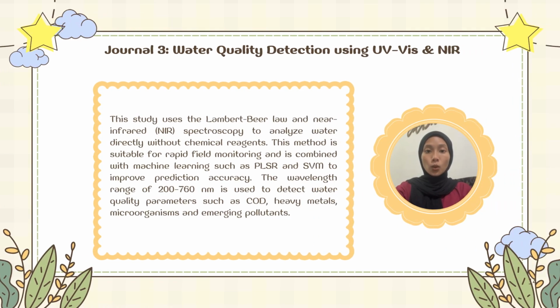Journal 3. Water quality detection using UV-vis and NIR. This study used the Lambert-Beer law and near-infrared NIR spectroscopy to analyze water directly without chemical reagents. This method is suitable for rapid field monitoring and is combined with machine learning such as PLSR and SVM to improve prediction accuracy. The wavelength range of 200 to 760 nanometers is used to detect water quality parameters such as COD, heavy metals, microorganisms, and emerging pollutants.